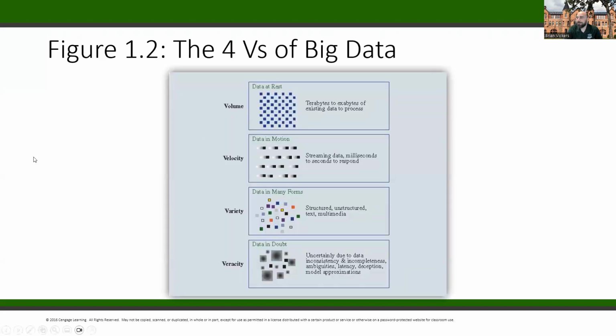So here's that visualization. Volume is how much data is just sitting there. How much volume, how much data is there in terabytes or exabytes of data, right? We don't even measure in gigabytes anymore. Your home computer probably has a terabyte of internal storage now, right? So how much data does it store? How much do we have available?